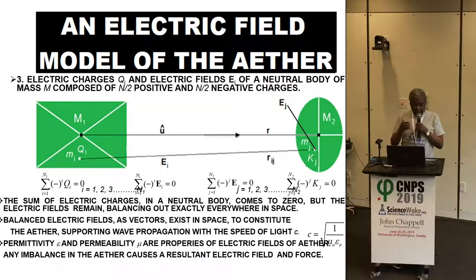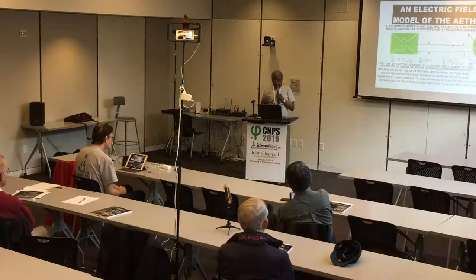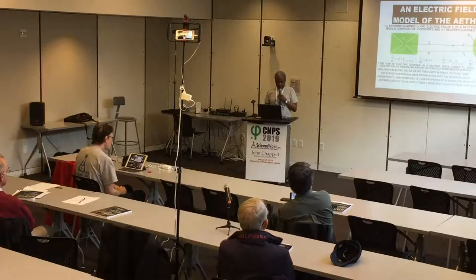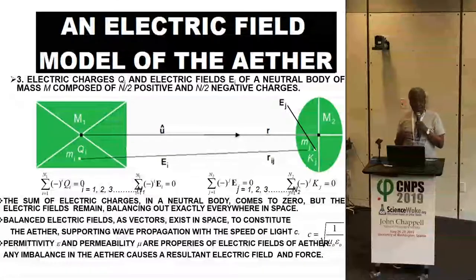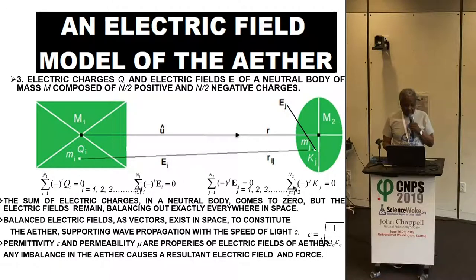Now, if you have the electric charges Q, the electric fields of a neutral body are all zero. There is no electric field between me and David here. The electric charges in our bodies come to zero, but it does not mean that the electric charges are not there. The electric field between me and you is zero, but it doesn't mean that the electric fields are not there. All it means is that they are perfectly balanced.